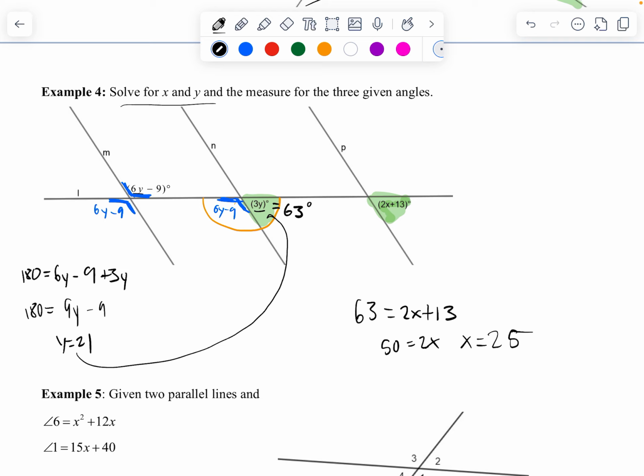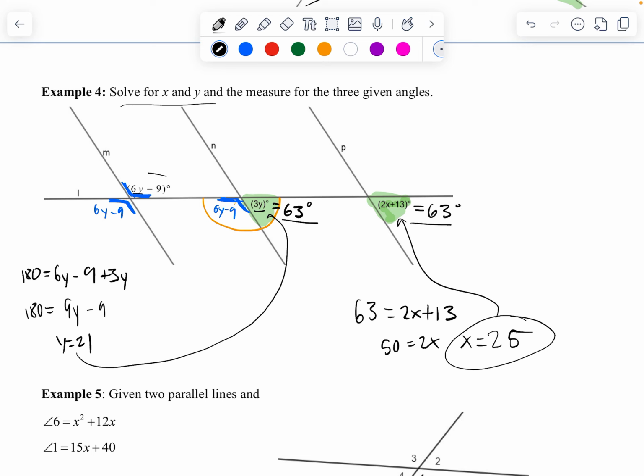Right? It just says solve for x and y, and it wants the measure of the 3 angles. Well, that's pretty easy to do. So I know x is 25. So if we plug that in, you should get 63 back. That's how you know those angles are congruent.